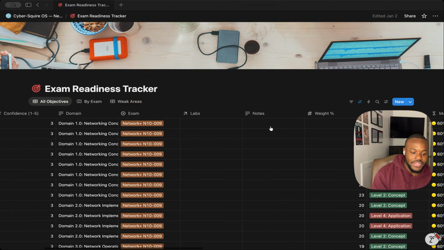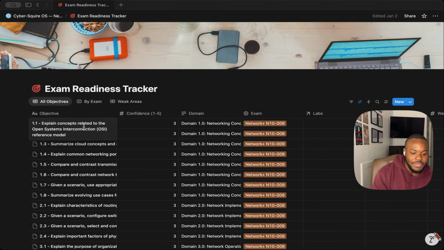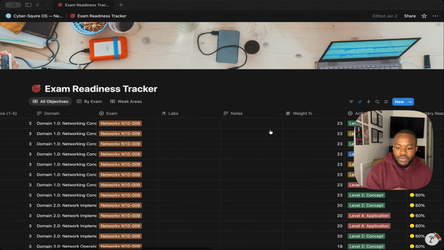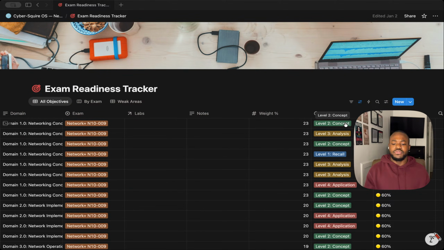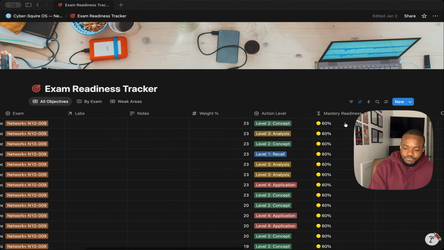So let's say, for example, we have explained concepts related to OSI and the reference model, right? We look back at this, we scroll over, we see, boom, level 2 concept. So now I know when I'm going to go over this information, I'm not trying to learn to the level of application, only to understand what the OSI model and whatever other networking concepts there are.